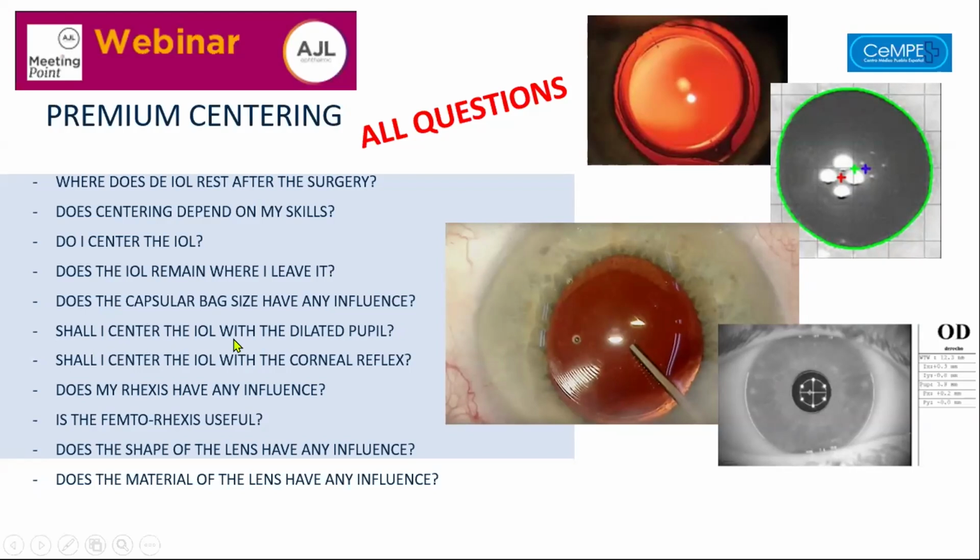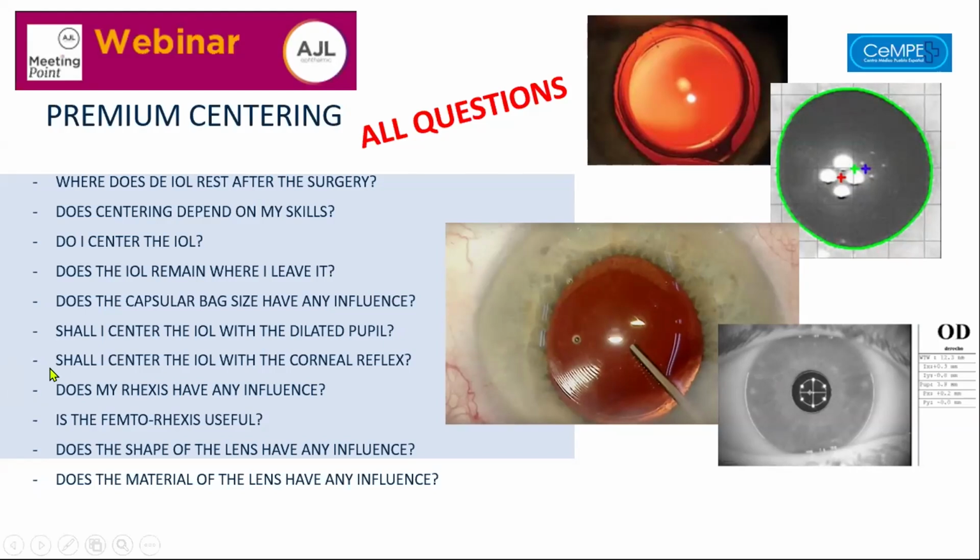Shall I center the IOL with the dilated pupil? Of course, in surgery, you've had the pupil dilated. Where are you aiming to center your lens? You cannot tell anyone you're centering your lens with a dilated pupil, because we all know dilated pupils do not have the same center as the undilated pupil.